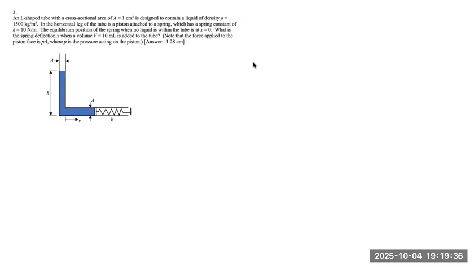Note that the force applied to the piston face is PA, where P is the pressure acting on the piston. So there's another key assumption we have to make here, and that is that the diameter of the pipe is small enough compared to the distance h, so we can treat the pressure over the piston face as being uniform.